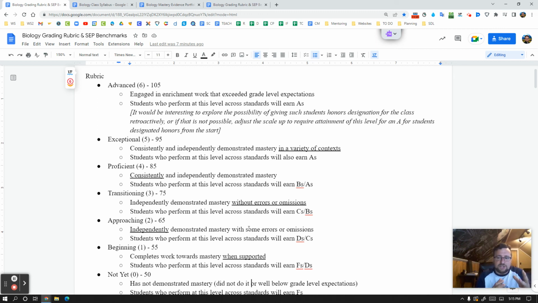So it was just kind of a change for the way students think about it, because you're not really getting 65% of the total amount of points. What you're getting is a score that represents where you are in this rubric.